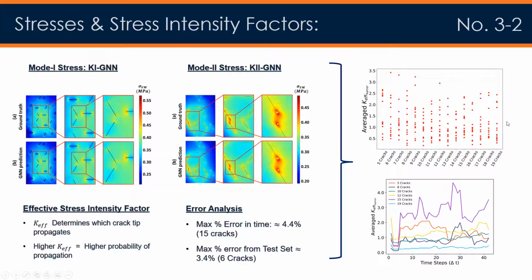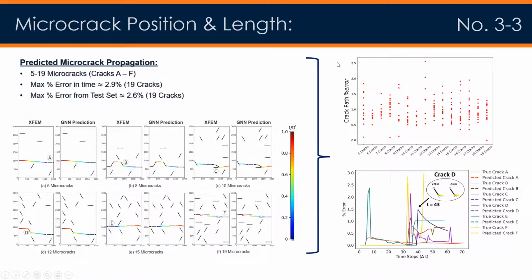Another very important point to make is that intuitively, you would expect the 19 cracks to have a higher error, but this wasn't the case. In this case, 6 microcracks had the highest error in our test data set. So moving on now, let's try to do a similar error analysis on the crack propagation. We have done an error analysis on the mode 1 and mode 2 stresses, and now let's do the error analysis on the crack propagation. So I just show these plots here to explain how we made this plot.